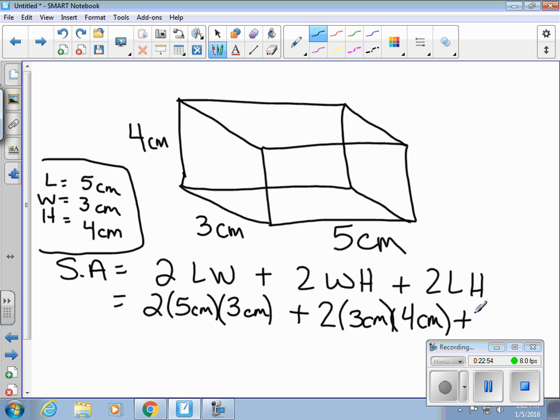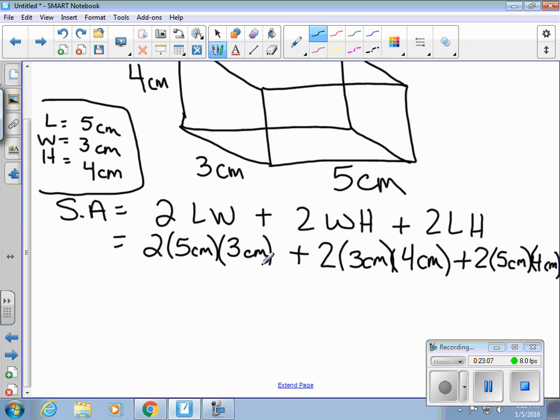Plus, now I'm going to do this one. 2 times, what's L? And what's H? Yep. You're going to multiply those, but then you add the products of all those together. So, order of operations says let's multiply these first. So what's 2 times 5 and 10 times 3? So this is 30 what?